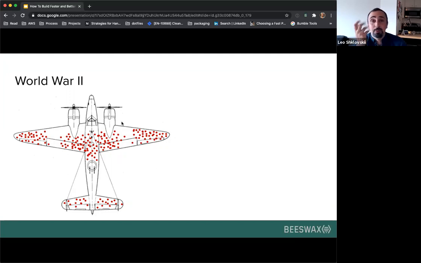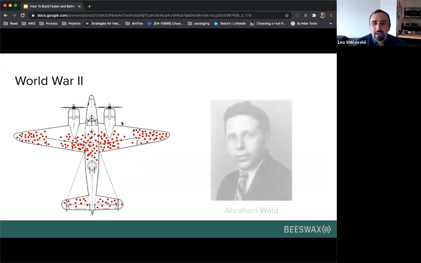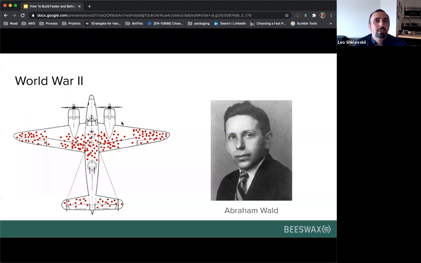And the mathematicians looked at it and they were like, well, it's obvious. Look, there's the bullet holes. Find the spot with the most bullet holes and put the armor there. And they're about to send this recommendation back to the U.S. Army Air Force, when a young mathematician by the name of Abraham Wald was like, whoa, whoa, whoa, slow down, guys. That's actually the absolute wrong thing to do.